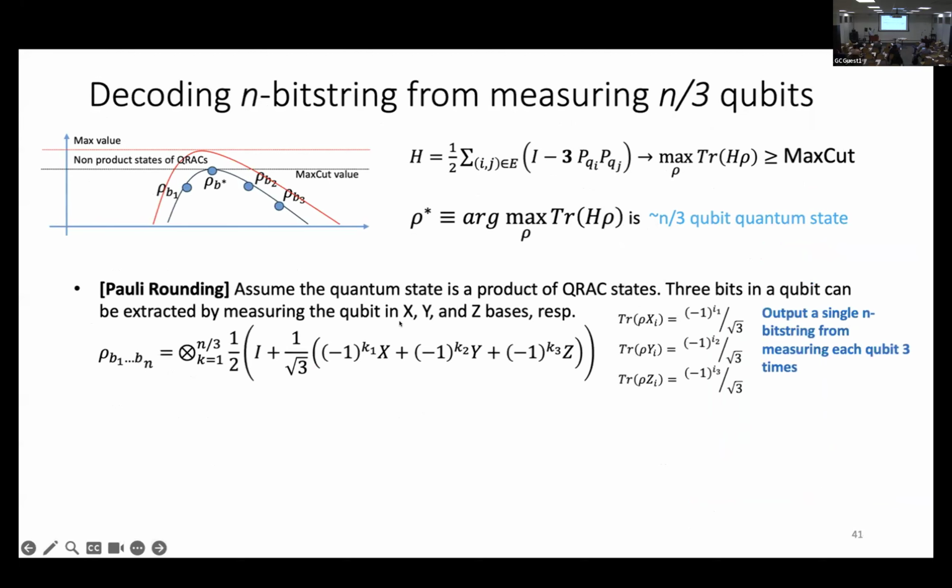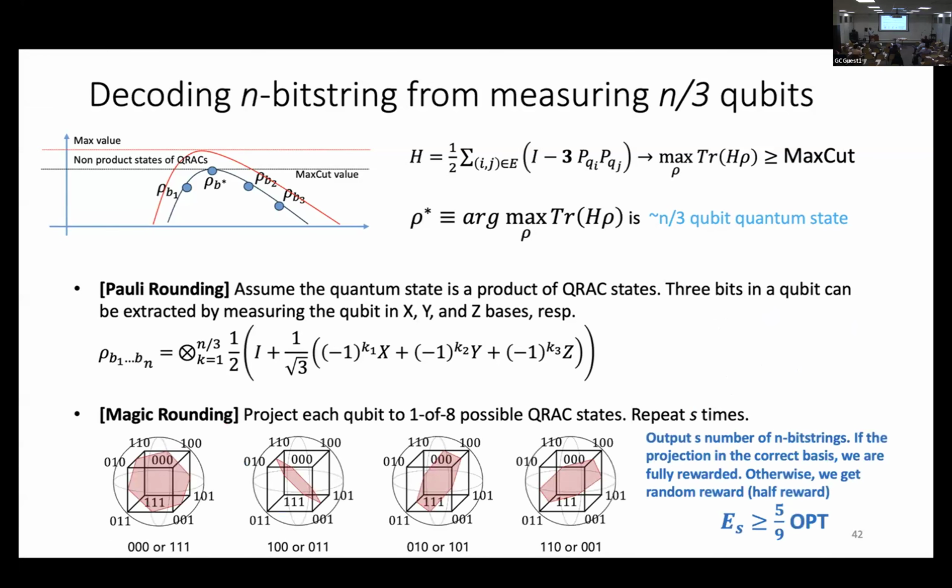One way to do it is just as we did with this random access code: for each qubit, we observe in the X, Y, Z basis, and based on this bias, we round it to either 1 or -1. Assuming they're close to a product state of QRAC states, we can extract the bias, either -1 or 1, by measuring each qubit in the X, Y, Z bases and repeating it. Because it has error, we have to repeat it many times. But because we have the circuits, we can have as many copies of this quantum state as we want. So for each qubit, instead of measuring only in the Z basis, we measure in X, Y, and Z, so 3 times n/3, and we extract an n-bit string from this. That's one strategy, the Pauli rounding.